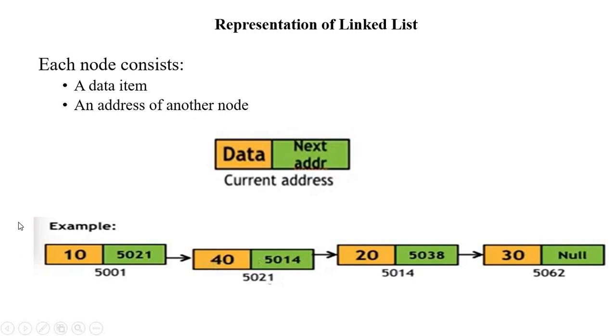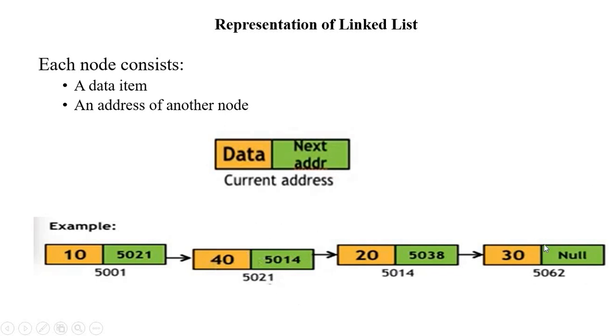Look at the example picture here. This is a node, the first node. Here I am storing 10 as the data, and I'm storing 10 in the memory location 5001. And the next one is 5021, which is the address. So the next element is available at the memory location 5021. At 5021 I have stored 40. So here the data is 40 and 5014 represents where my next data is available.